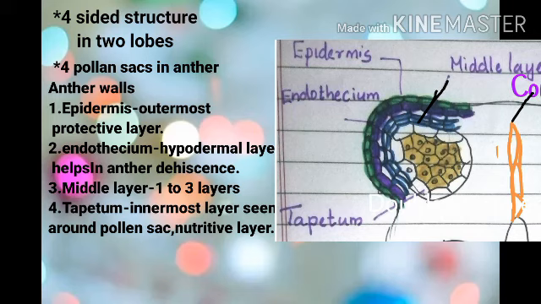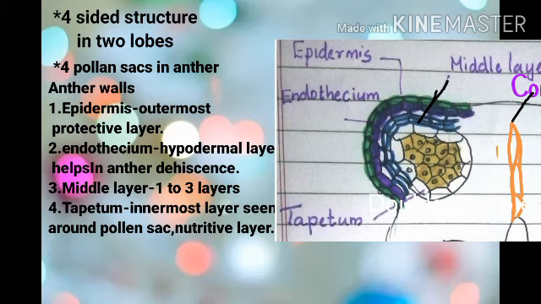Endothecium is the second layer just seen below the epidermis, and this is a hypodermal layer. They help in the breaking of the anther, that is called dehiscence of anther, when it gets matured for the dispersal of pollen. Then comes the third layer, which is called the middle layer, and it's just shown in blue color. They are 1 to 3 layers in thickness.